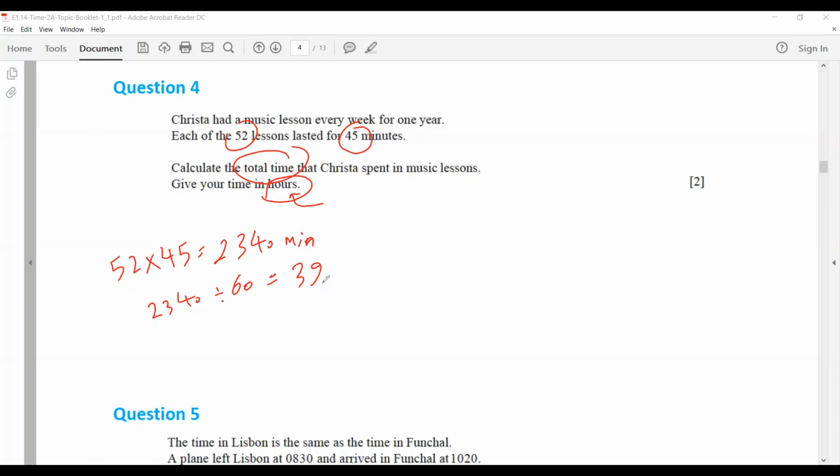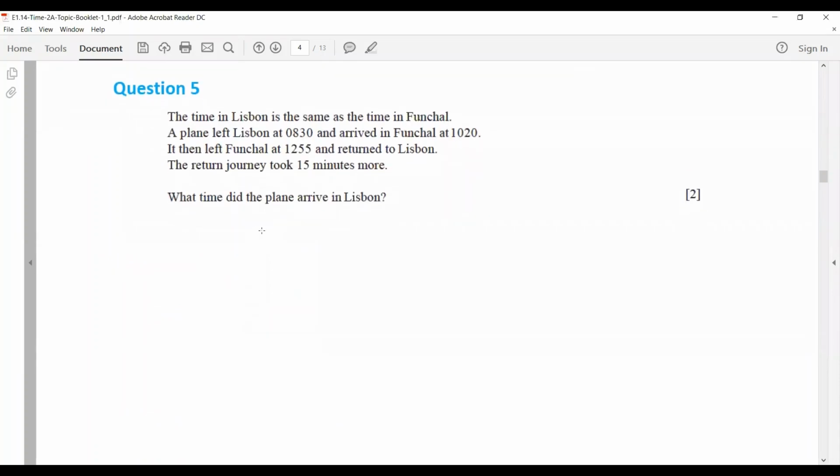And that's it. It's a very round number to work with. That's 39 hours. So let's move on to question number 5. The time in Lisbon is the same as the time in Funchal. A plane left Lisbon at 8:30 and arrived in Funchal at 10:20. It then left Funchal at 12:55 and returned to Lisbon, the return journey took 15 minutes more. So what time did the plane arrive in Lisbon?